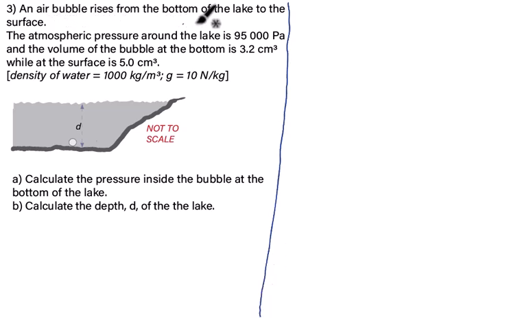An air bubble rises from the bottom of the lake to the surface. The atmospheric pressure around the lake is 95,000 pascals, and the volume of the bubble at the bottom is 3.2 cubic centimeter, while at the surface is 10.0 cubic centimeter. Calculate the pressure inside the bubble at the bottom of the lake.